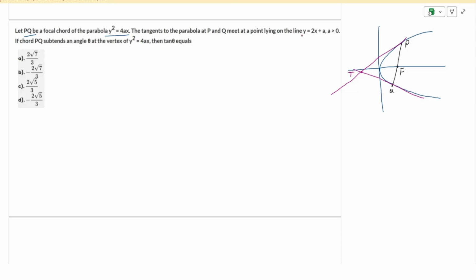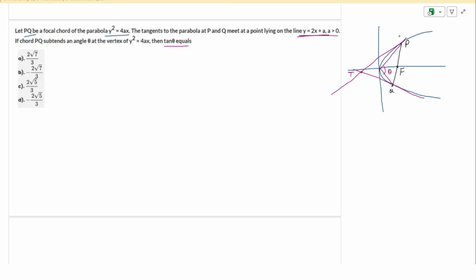And this T is lying on this line where a is positive. Now, if the chord PQ subtends an angle theta at the vertex, so what is my angle theta? If I draw this and this, this is the angle theta at the vertex, then tan theta equals to what? That's what they are asking. Let's get all the concepts correct first.